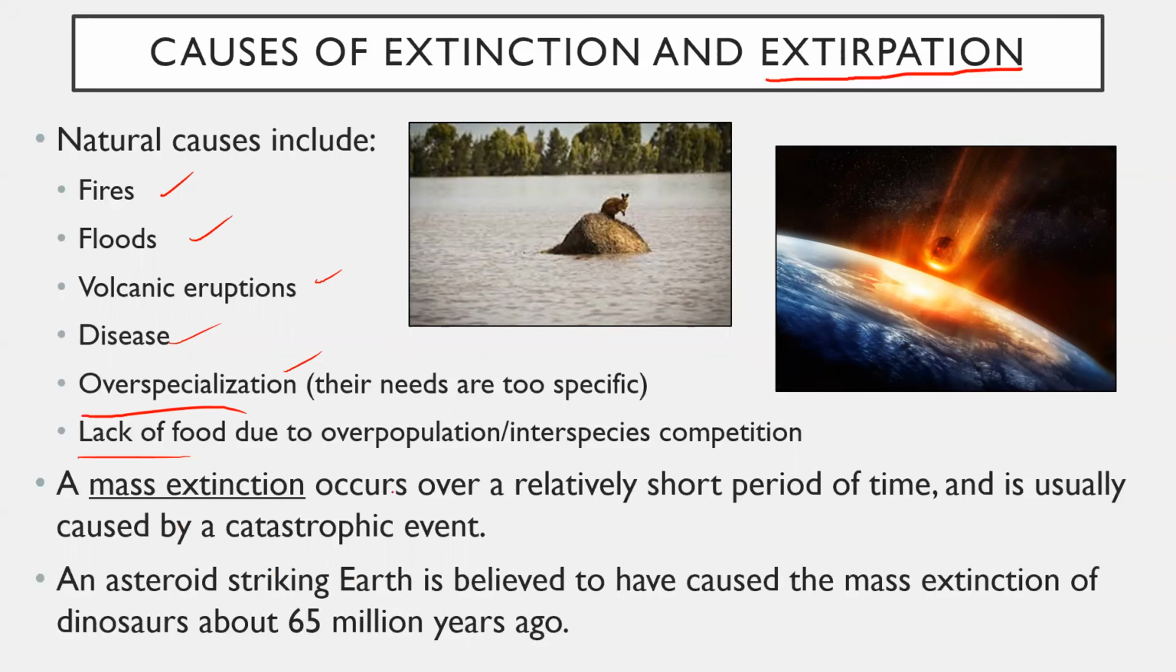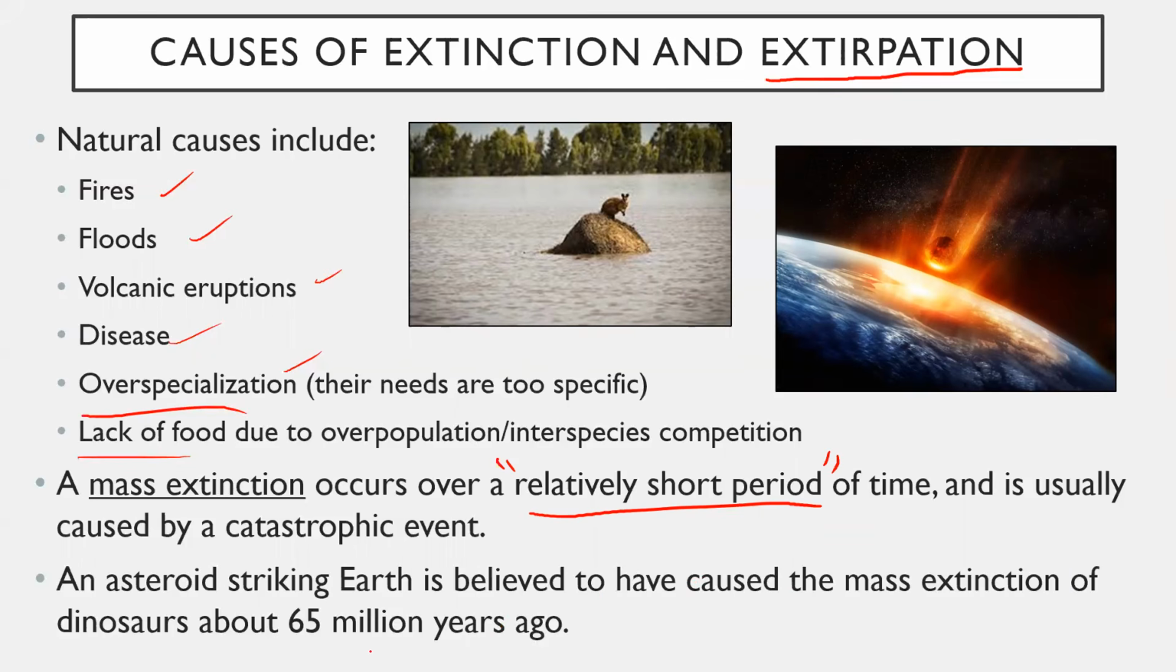Now a mass extinction, however, occurs over a relatively short period of time and usually is caused by a catastrophic event. Now relatively short period of time is used quite loosely in biology and really just in the history of Earth. A relatively short period of time is pretty much just anything less than like 500,000 years, right? It's quite a long amount of time in terms of a human lifespan, but it still is, in terms of the Earth, a relatively short period of time. So an asteroid striking Earth is believed to have caused a mass extinction of dinosaurs about 65 million years ago.